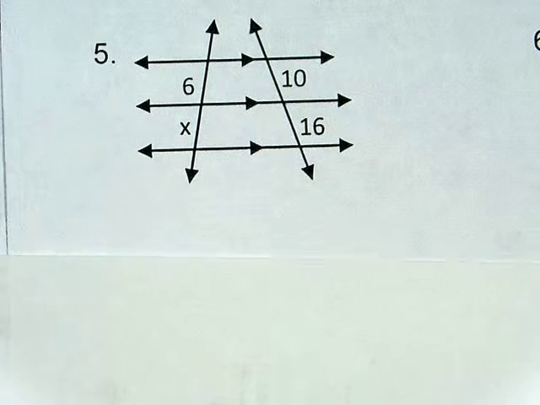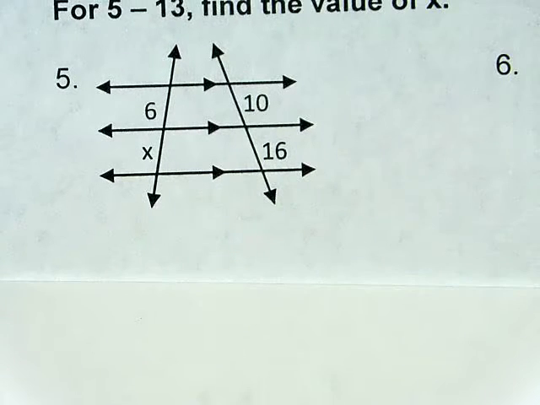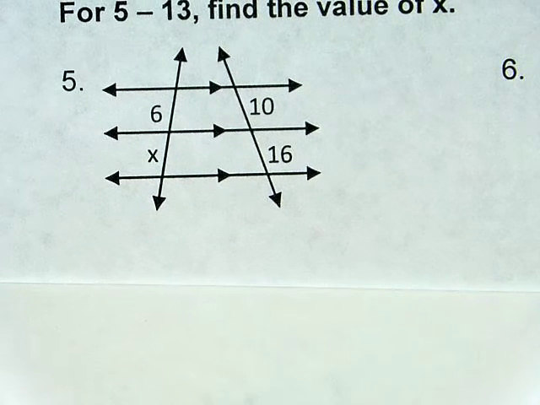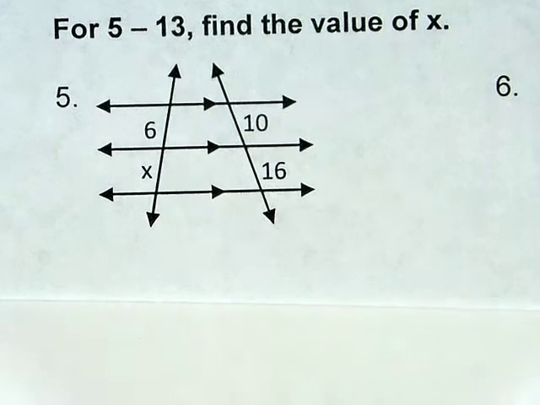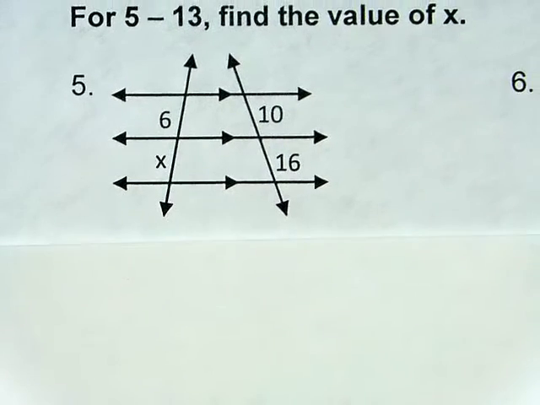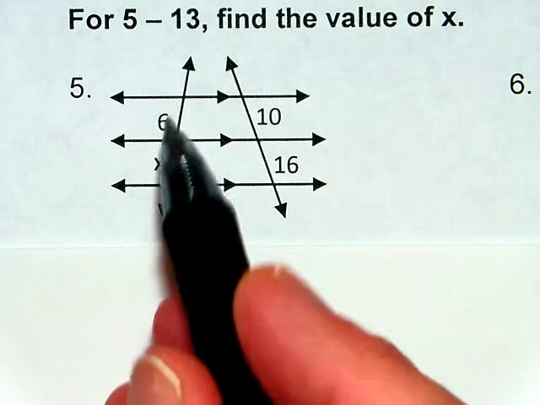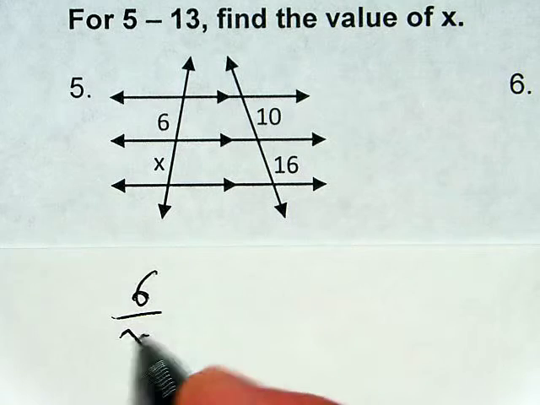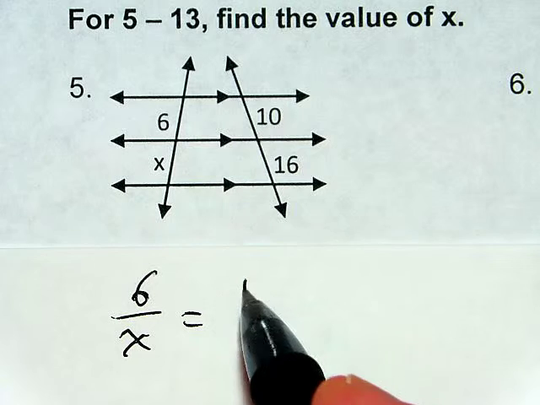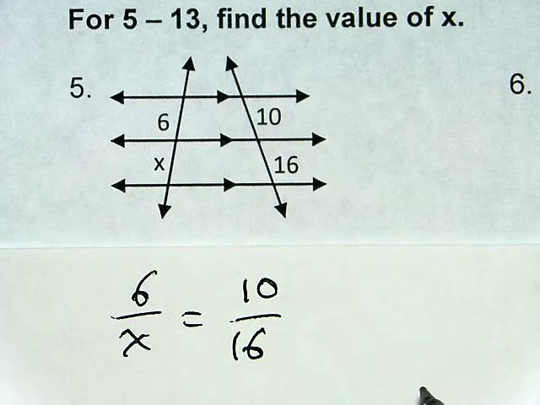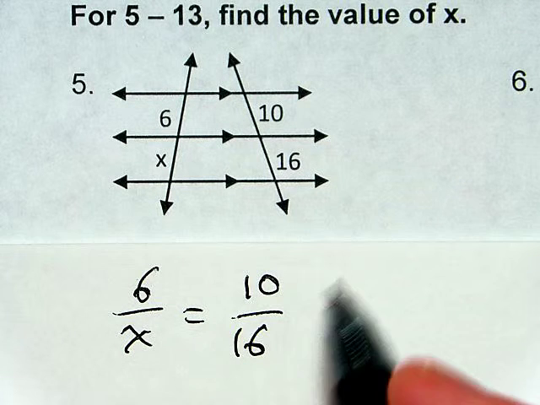So this is our first problem, and we can use the theorem about parallel lines proportionally to figure out the value of x. If you remember, we know that the proportion of these two line segments, 6 over x, is equal to the proportion of the length of these two line segments, 10 over 16. So that's what we have to solve. 6 over x equals 10 over 16.